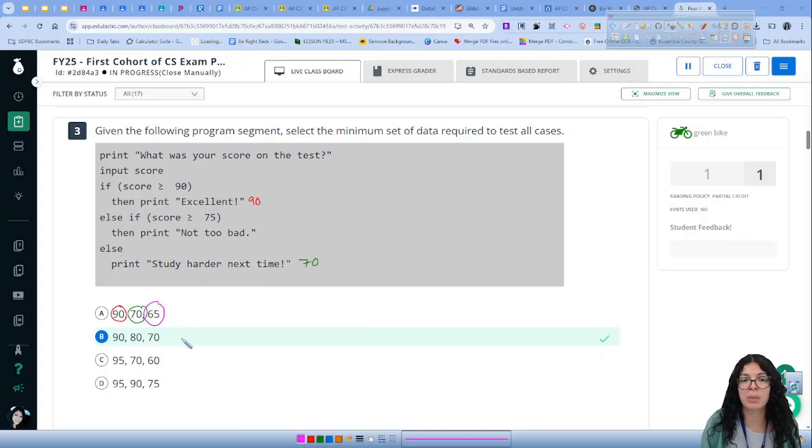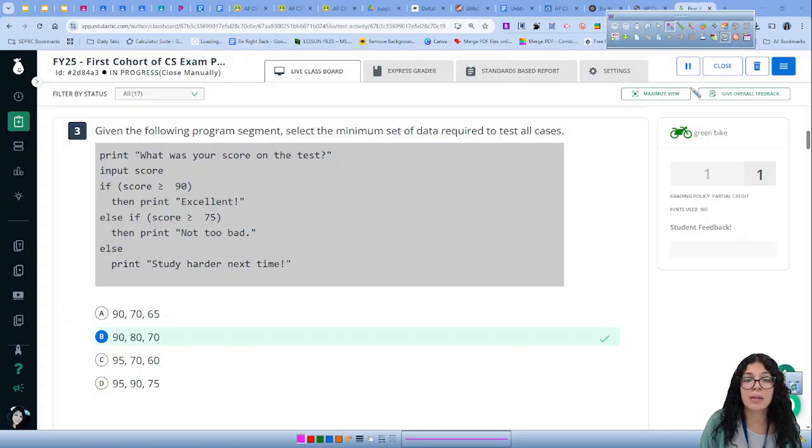And this is where the problem is. 65 greater than or equal to 90? No. So then else if is 65 greater than or equal to 75? Also no. So then it automatically runs the else, and so 65 would end up printing the same study harder next time, which 70 printed. So this is not correct because it will not test all of the cases. Using those 3 test values, I did not test not too bad.